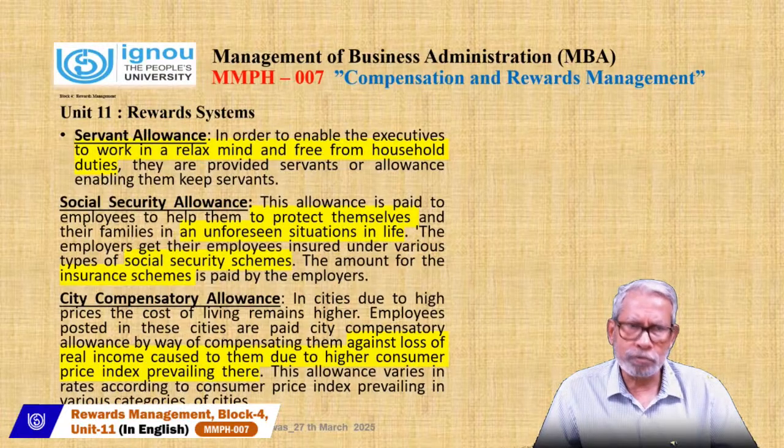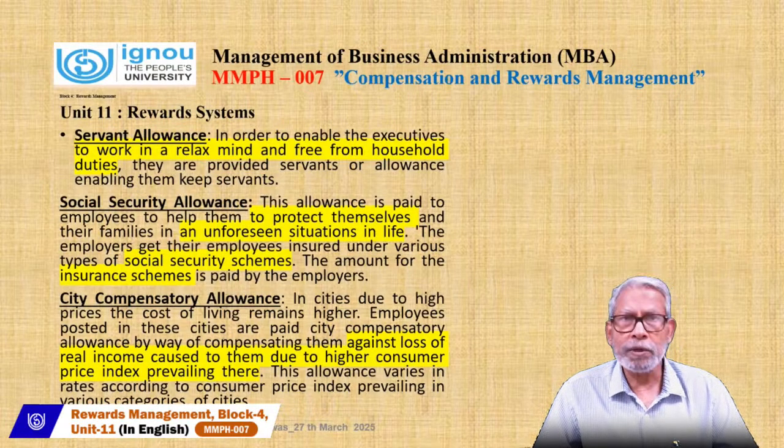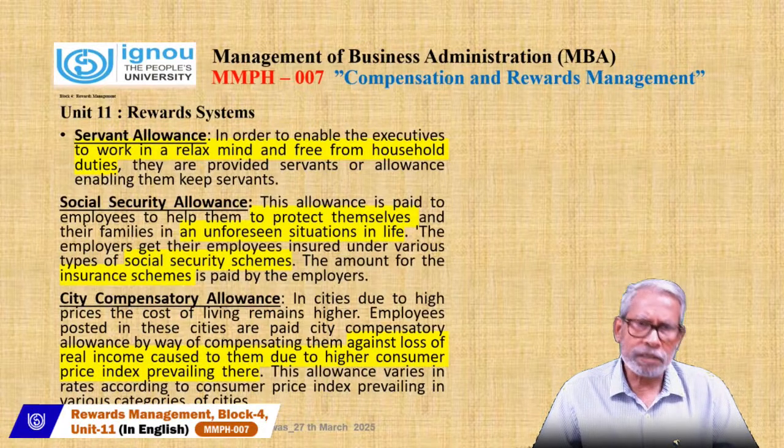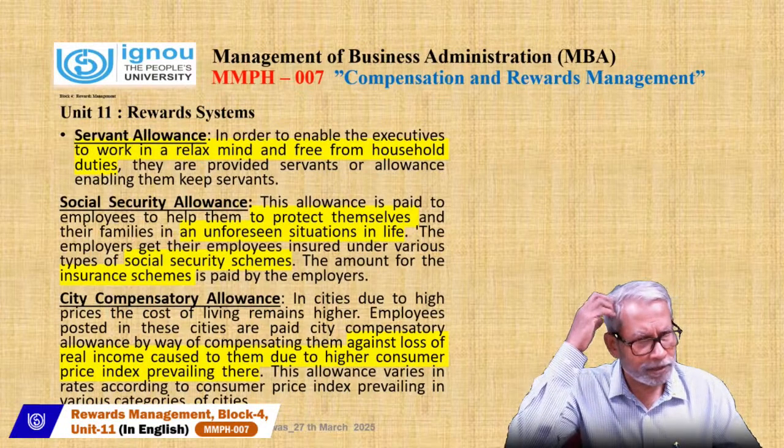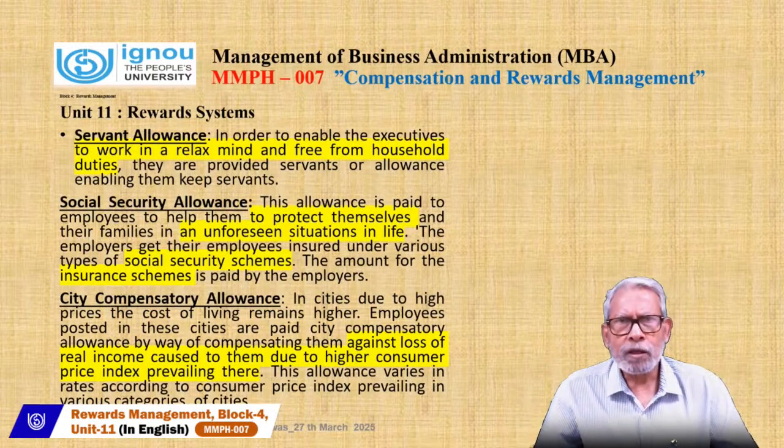This is against the loss of real income, so that real income should not be lost due to higher consumer prices. This is basically for the CPI, the higher consumer price index prevailing there. So this allowance varies in rates according to the consumer price index prevailing in various categories of cities. Different cities have a different price index.